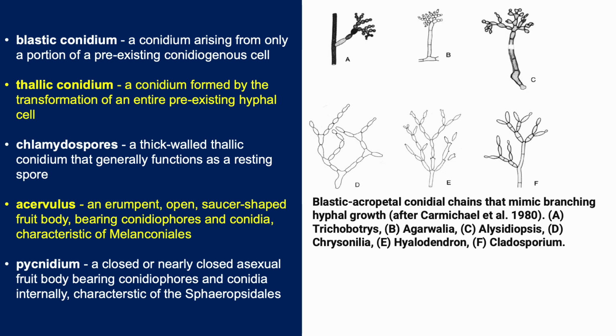Organisms like Trichobotrys, Agarwalia, Alicidiopsis, Chrysonelia, Hyalodendron, Cladosporium. These are the genera. They always produce blastic conidia in acropetal chains.